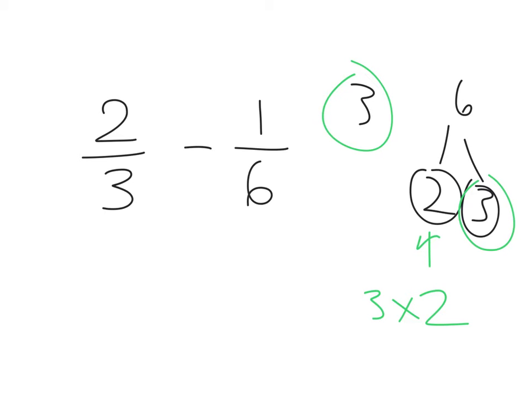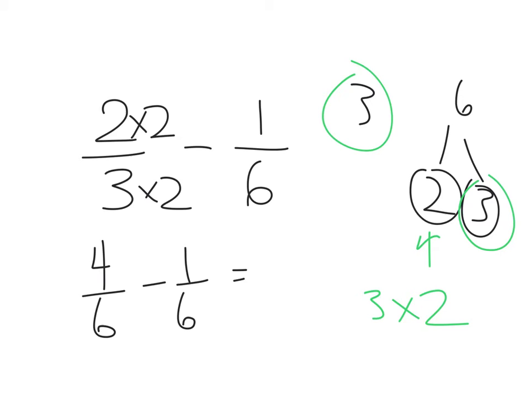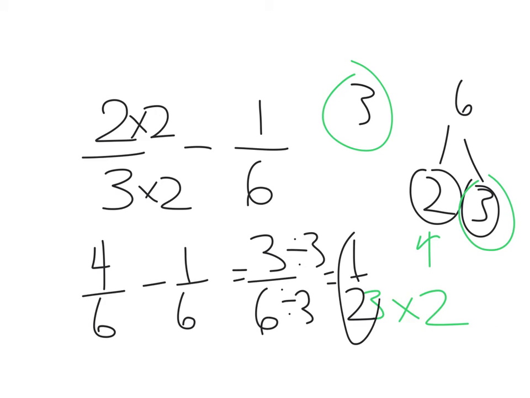So that means I'm going to change the bottom number here to 6 by multiplying by 2. When I do that, up here I end up with 4/6 minus 1/6. That's going to equal 3/6. And that I can simplify, dividing both the top and the bottom by 3. I'm then left with 1/2. That's my final answer.